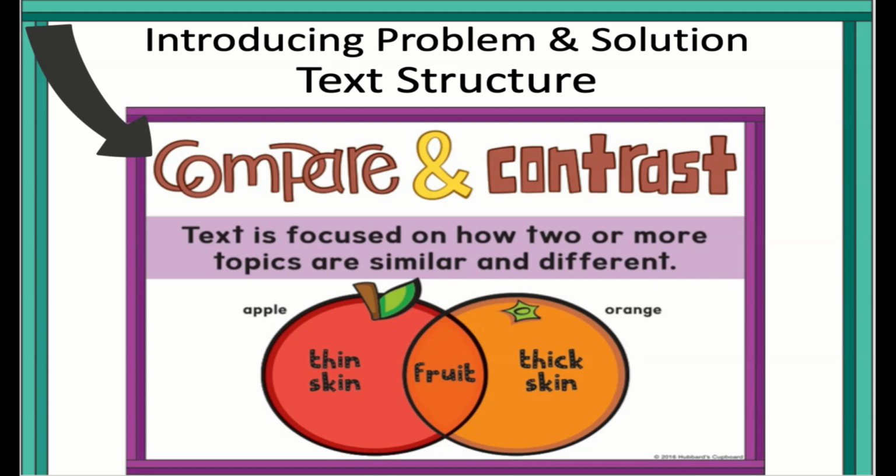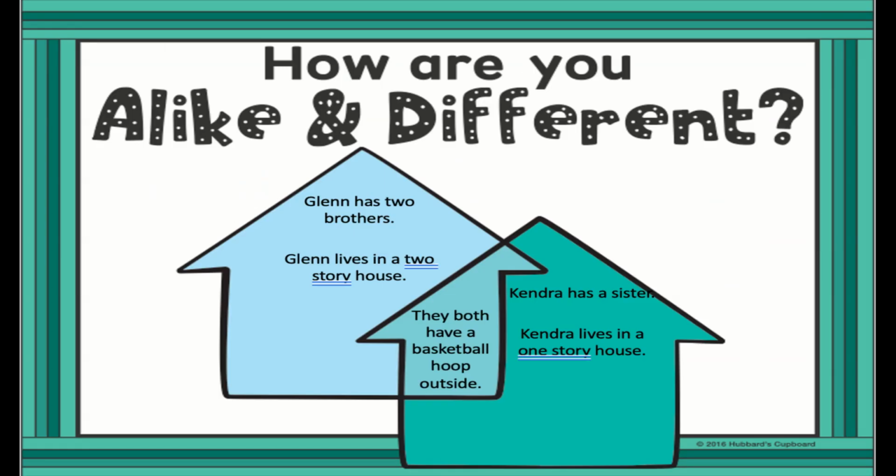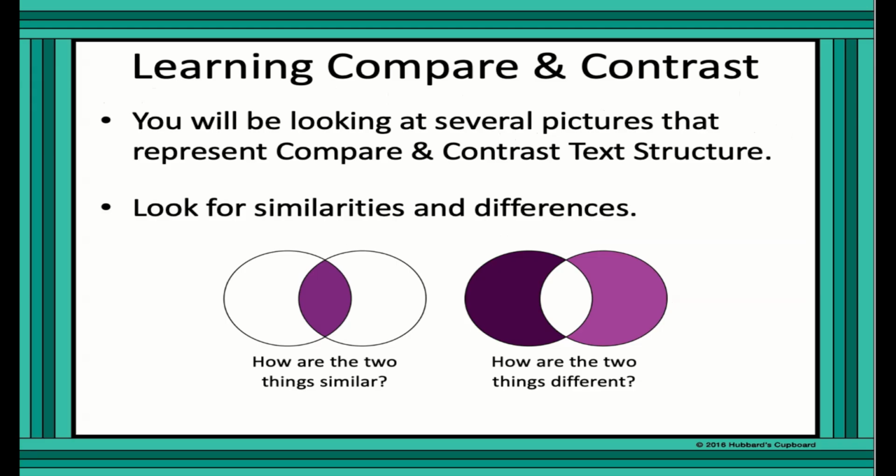So, for example, we have apple, orange. Apples have thin skin, oranges have thick skin. What they have in common is that they are both fruit. So if we were to compare two kids, say Glenn has two brothers and he lives in a two-story house. Kendra has one sister and lives in a one-story house. Those are how they're different. Where overlap is they both have a basketball hoop outside their house. So that's just an example of how we can compare and contrast or say what's alike and what's different.